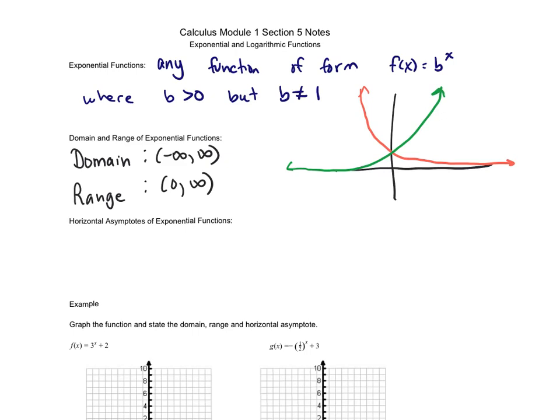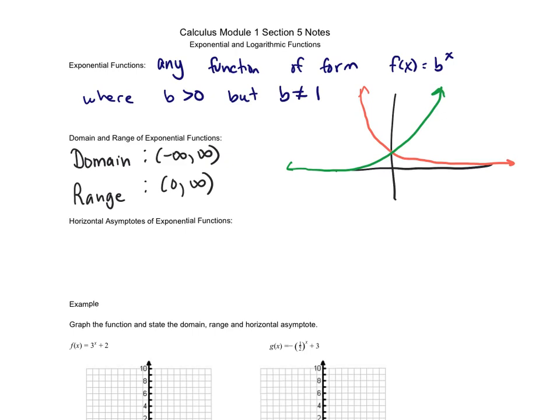Because you can never have a negative number. You can never take a number to a power and get a negative value. Can never get 0 as well. Now, you can move this, you can switch it, you can flip it upside down, and it would change the range. But in general, it goes from 0 to infinity unless you change it.